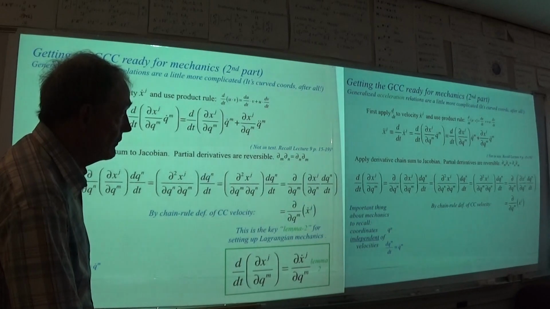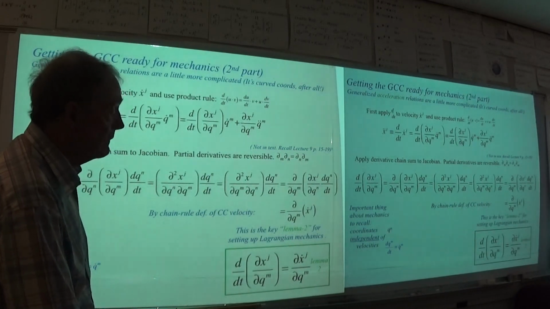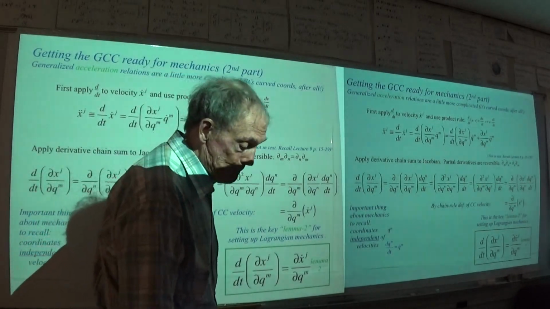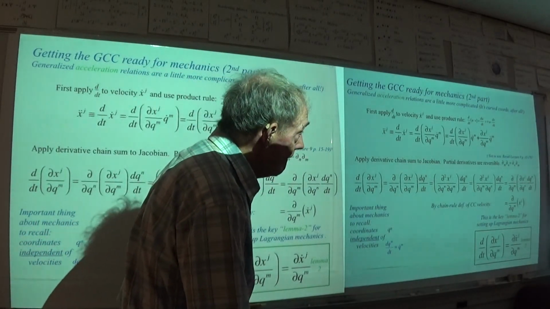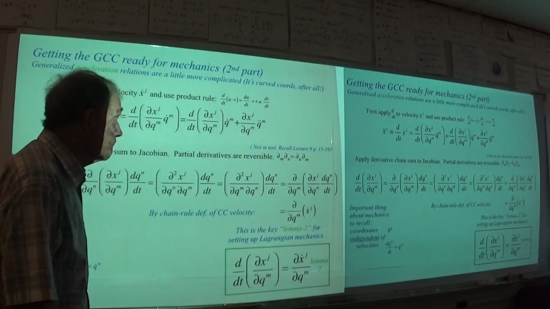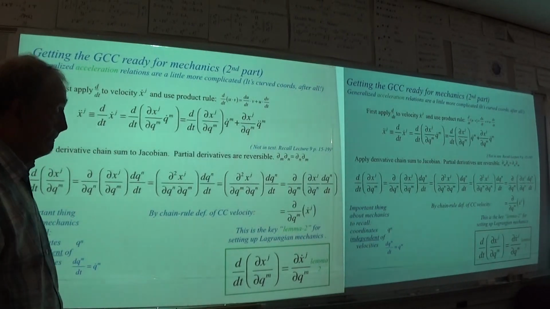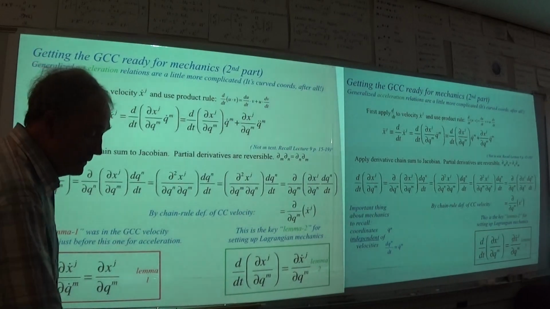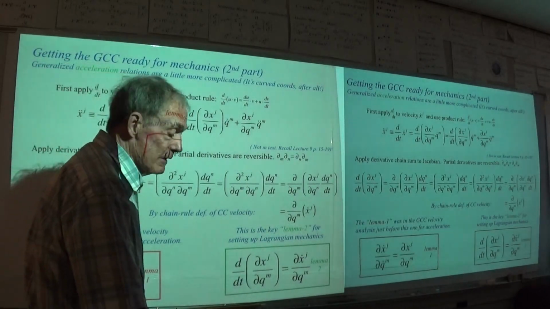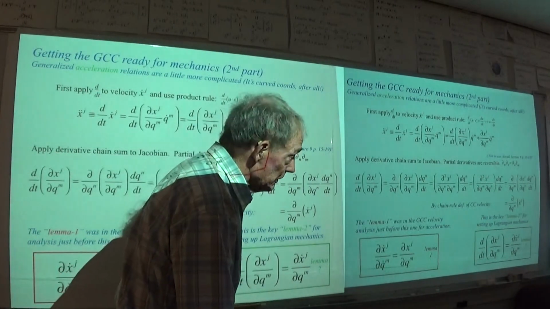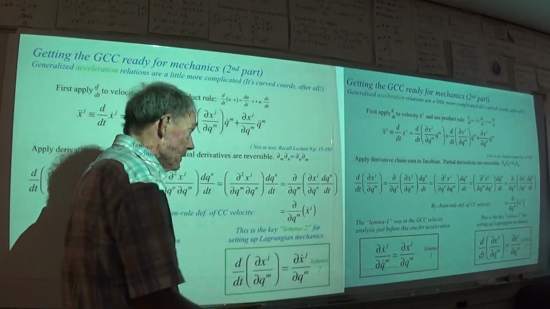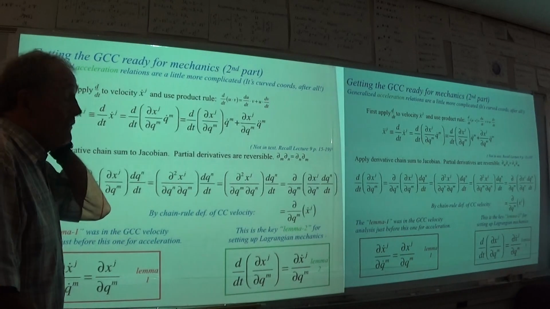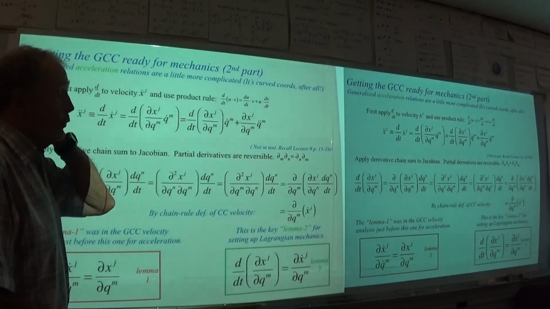Okay, let's get it on both sides here. The chain rule applied to x dot. Okay, well, we're about halfway there. Let's sort of sum up what it is we have here. Two lemmas, and it's off to the races using these two lemmas for F equal ma, Newton 2.